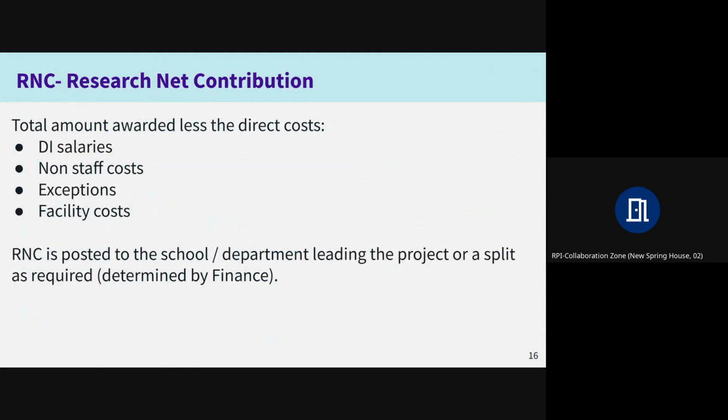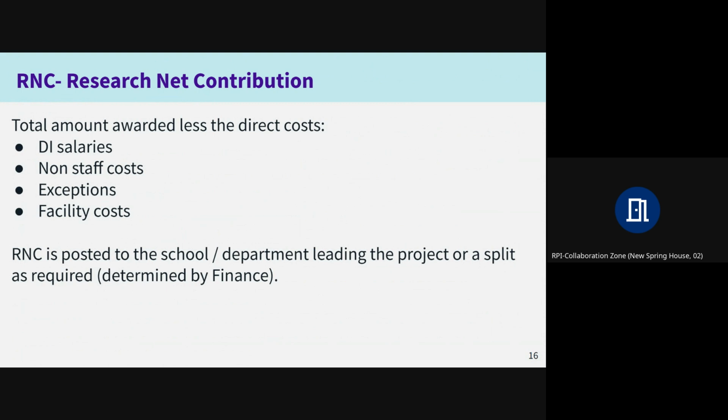So the other thing you've probably heard of, and it can also be controversial, is RNC, research net contribution. And the basic calculation for that is the amount we've been awarded for the price, total price, minus the direct costs. So the direct cost being the directly incurred salaries, all the non-staff costs that we're going to be spending specifically on this project, the exceptions, as I mentioned, and the facility costs, which are, again, those ones I mentioned that we calculate each year. So it's what's left. It's what's left. You spent.